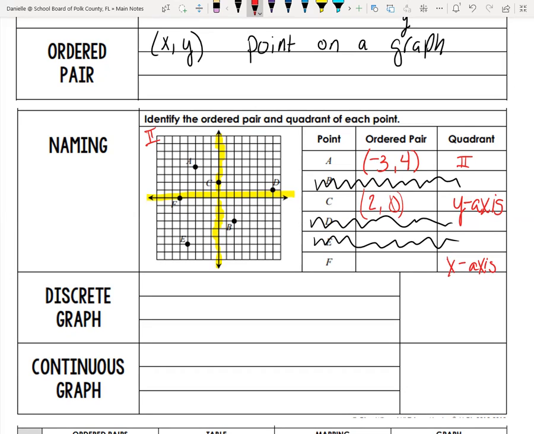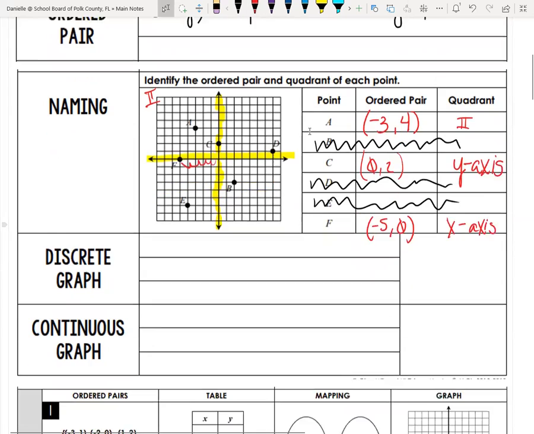And F goes over 1, 2, 3, 4, 5. So that's going to be -5, comma 0. And I'm just realizing on C, I put it backwards. So that's 0, comma 2. We could do all of these, but this is something that we assume we already know how to do.